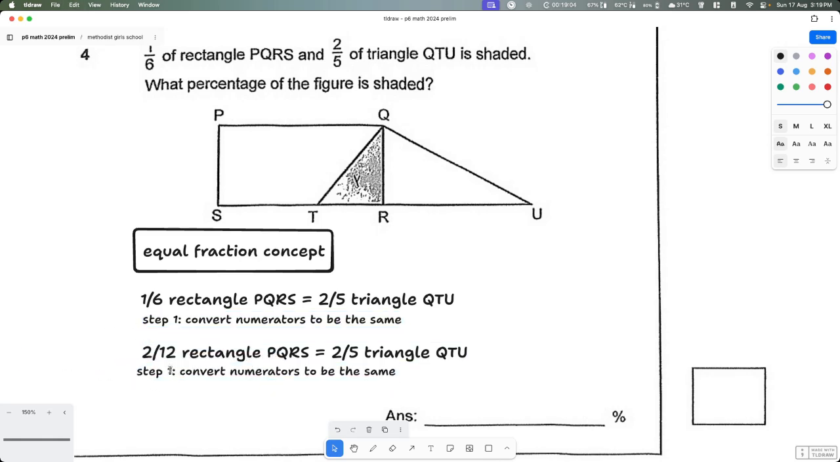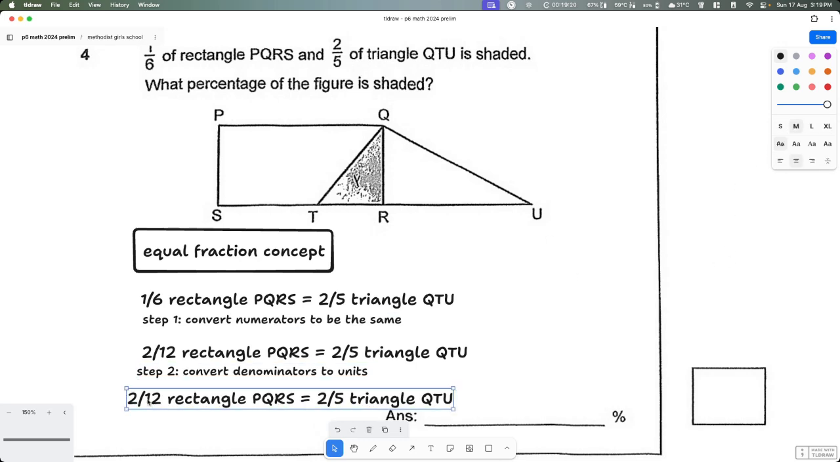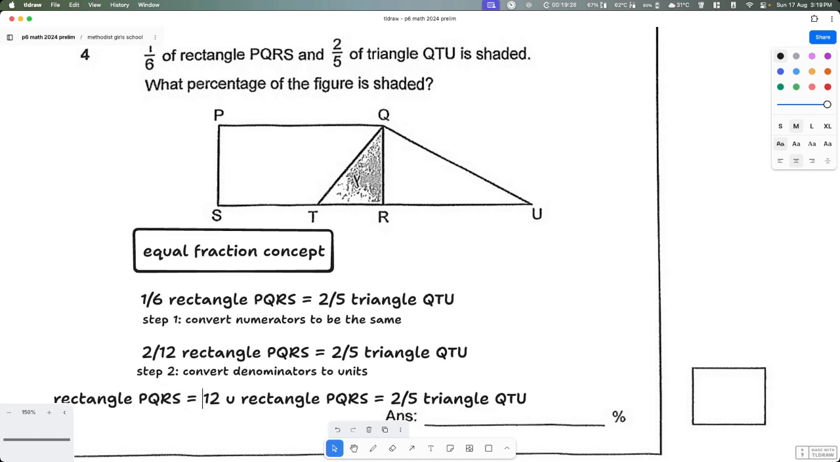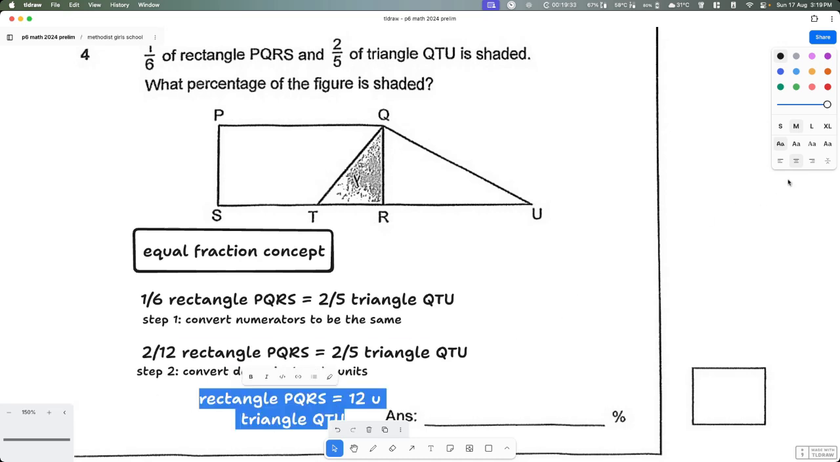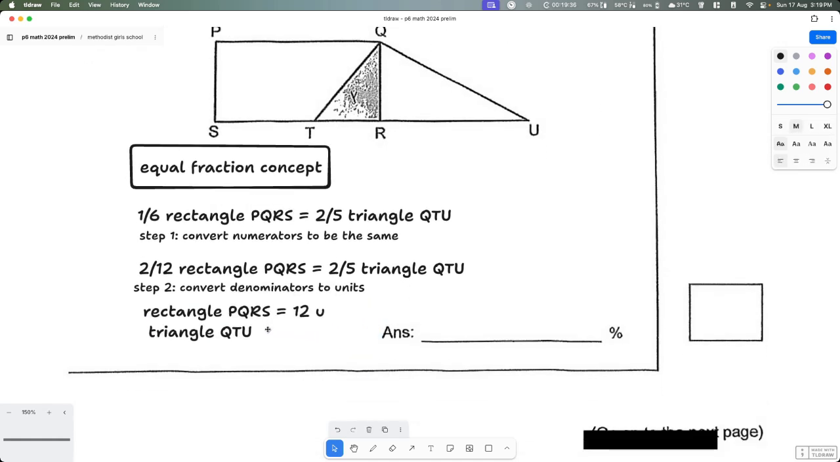All right, so from this, step 2, if you remember, step 2 is to convert denominators to units, right? So in this case, rectangle PQRS will then become 12 units, and then triangle QTU will then become 5 units. All right, so now we know how many units there are.